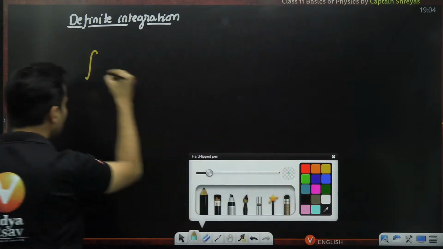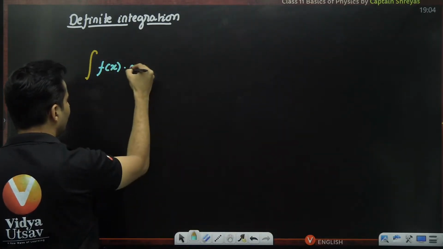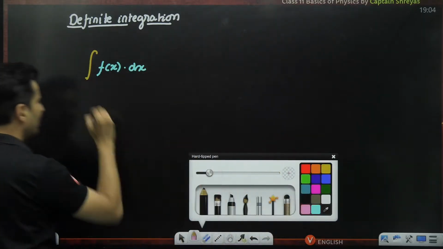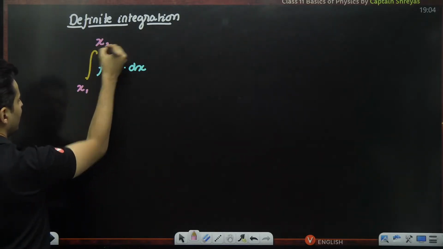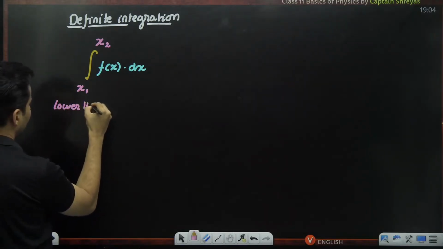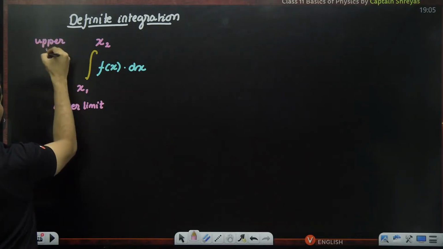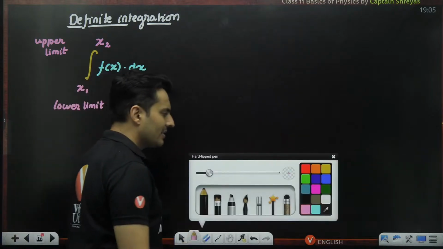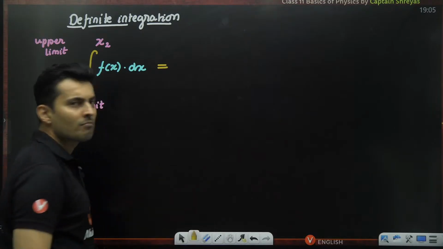Integration of your function f of x with respect to dx, but I need to put the lower limit x1 and the upper limit x2. The lower limit and the upper limit is that extra thing that you put. The moment you put that, see what happens over here.